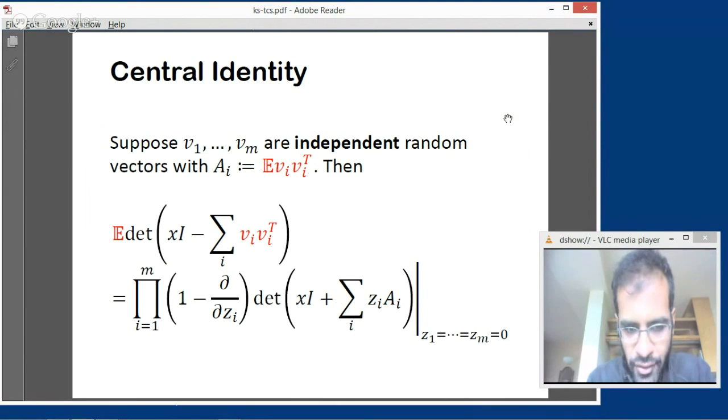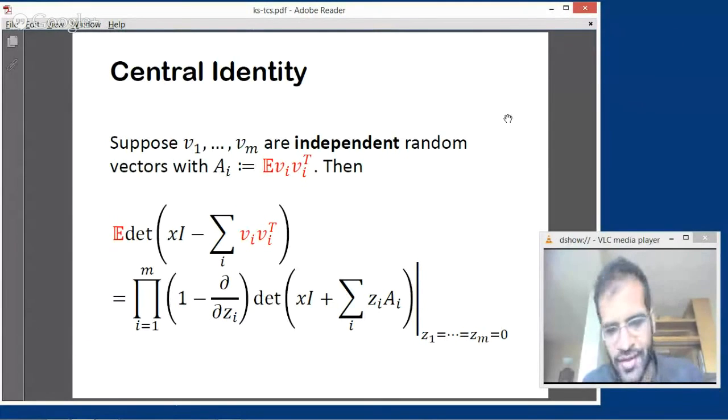Now, this is a very useful identity because on the left you have a large sum of polynomials, and on the right you have a very succinct representation of this in terms of nice operations like these differentiation operations. And it reveals several interesting things about the characteristic polynomial. One of them is that this proves to you immediately that the expected characteristic polynomial only depends on the covariance matrices. It doesn't depend on the actual distributions. It only depends on the Ai.